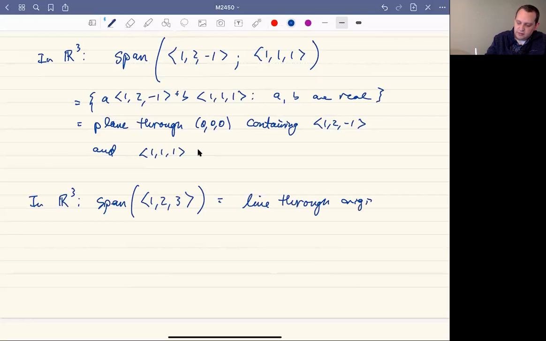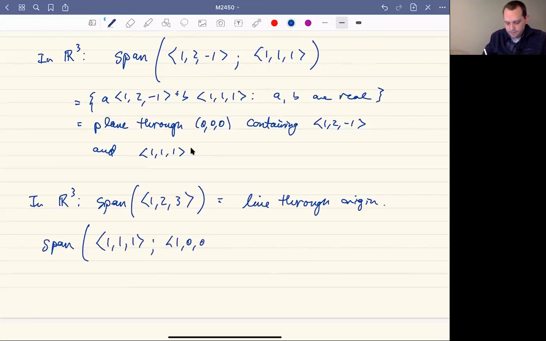I'll let you figure out exactly what that line is. I don't care about the equation of it. It's just geometrically going to be a line through the origin. Again, that's also a subspace of R3. If we were to take the span of three vectors, as long as no three of them are on the same plane, so let's say we have (1, 1, 1), (1, 0, 0), and (0, 0, 1). Those vectors would all be fine. Here, the span is going to be R3. Because we have three vectors in R3, and so we can write every vector in R3 as a linear combination of these three.